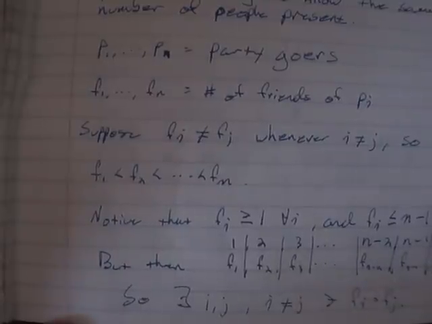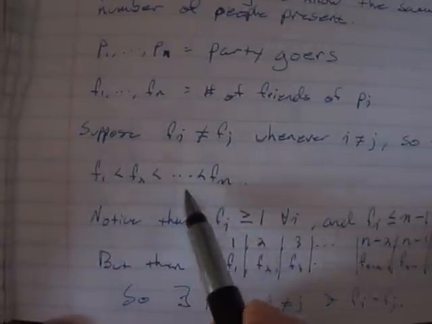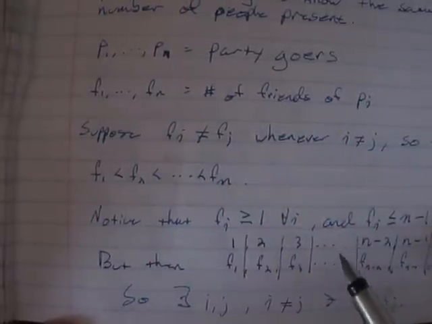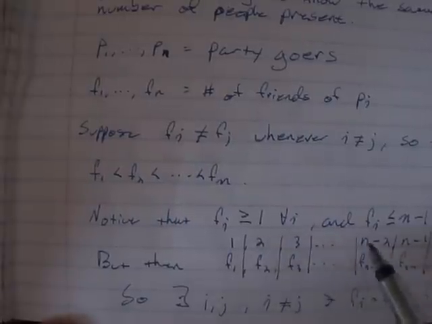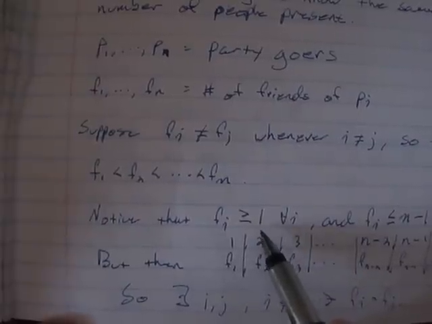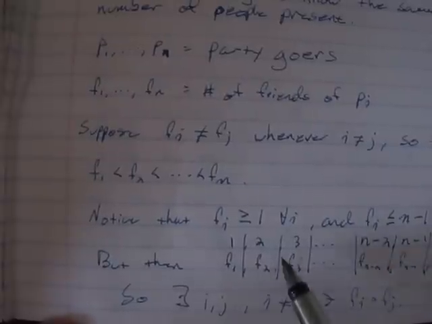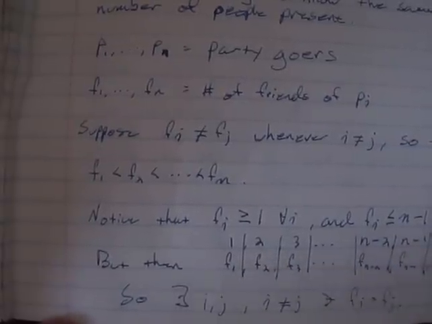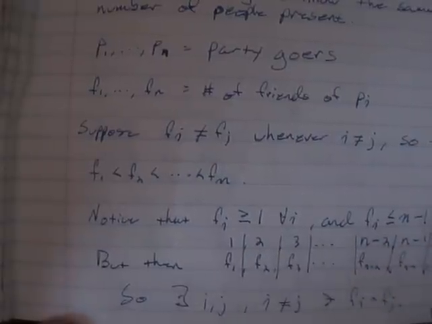But this gives us a contradiction, because what this means is that these n numbers, f sub 1, f sub 2, all the way up through f sub n, have to fit into only n minus 1 slots, 1, 2, 3, all the way to n minus 1, because every f sub i is greater than or equal to 1 and every f sub i is less than or equal to n minus 1. But if they're all distinct, if no two are equal, then we have too many numbers. We have too many f sub i's for the number of values that they're allowed to take.